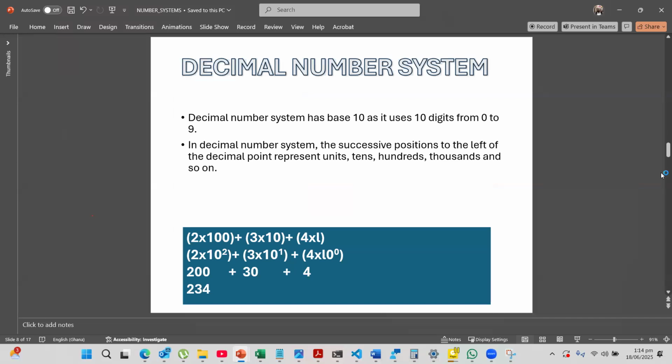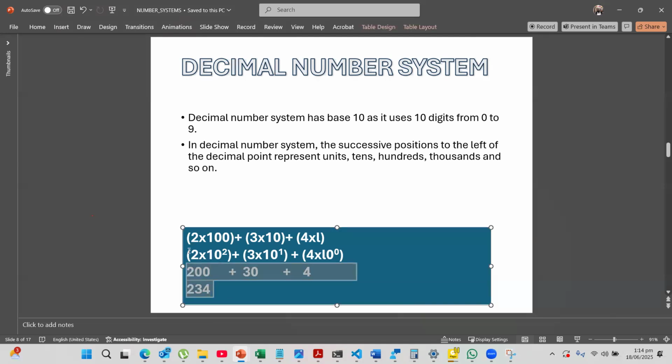to the decimal numbering system. Now, the decimal numbering system has base 10 as it uses 10 digits from 0 to 9. In the decimal numbering system, the successive positions to the left of the decimal point represent the units, tens, hundreds, thousands, and so on.